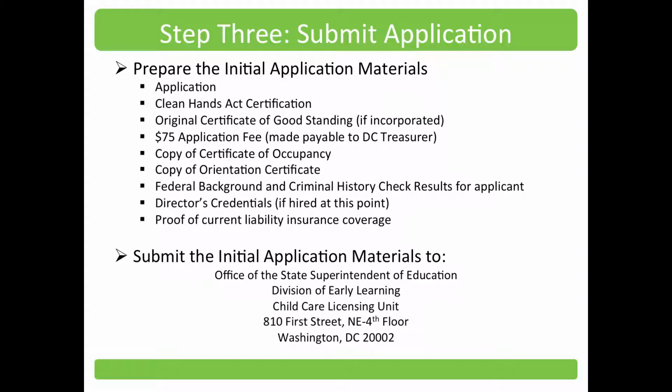Step 3. Submit application. Prepare the initial application materials. All of the forms listed below can be found on the OSSE Division of Early Learning Licensing homepage. Once all of the forms have been completed, submit the initial application materials to the Office of the State Superintendent of Education, Division of Early Learning, Child Care Licensing Unit.